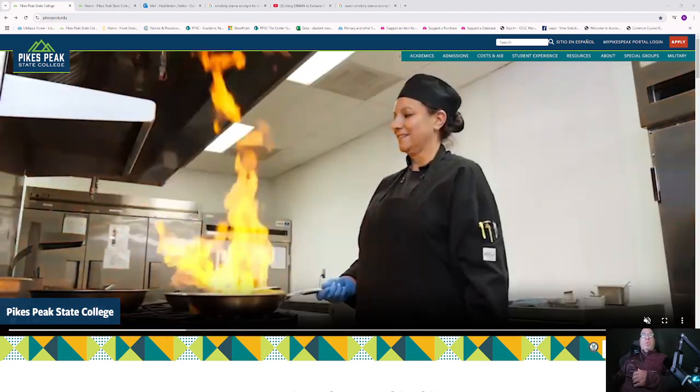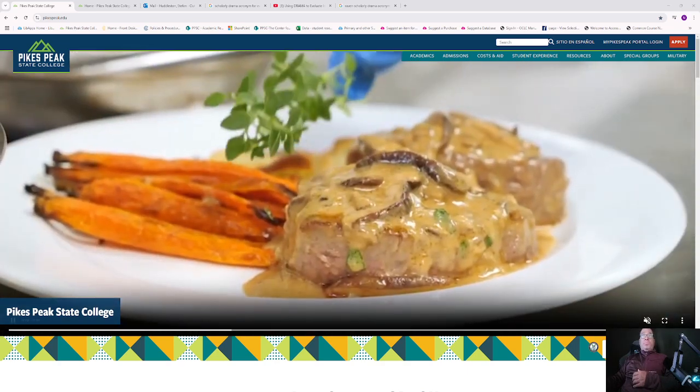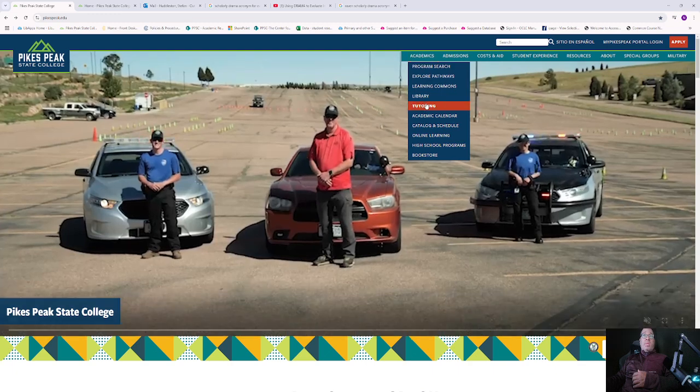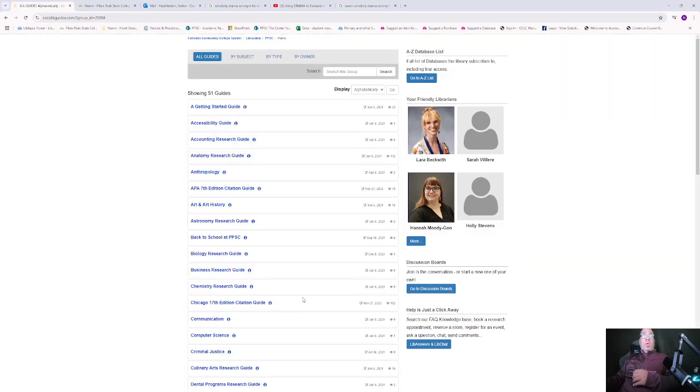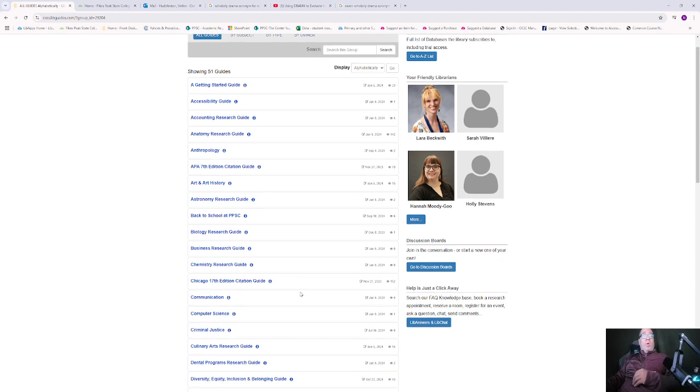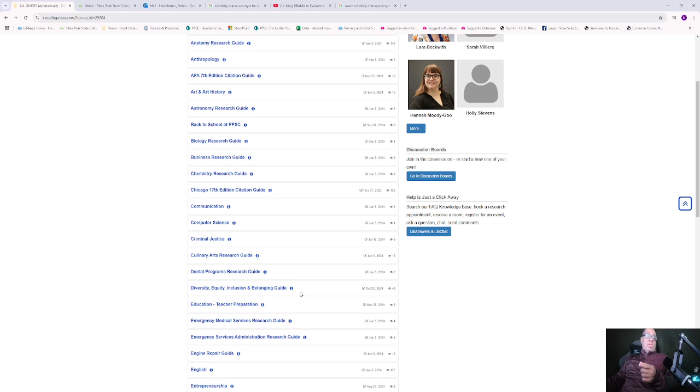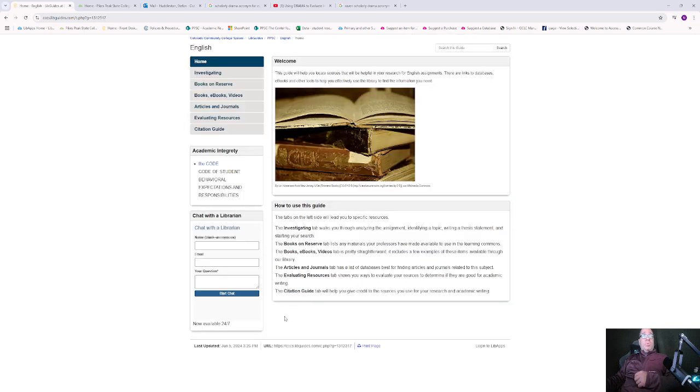So here on the Pikes Peak web page, you'll see a tab here that says Academics, and then we'll go down to Library, and we'll go to the Research Guides. Now, pretty much throughout the various research guides, you will find a tab that's going to say something like Evaluating Sources or Evaluating Web Sources. And I'm just going to use the English guide here as an example.